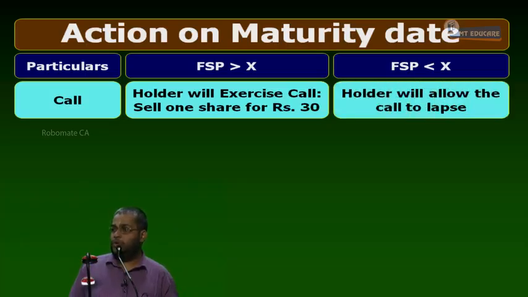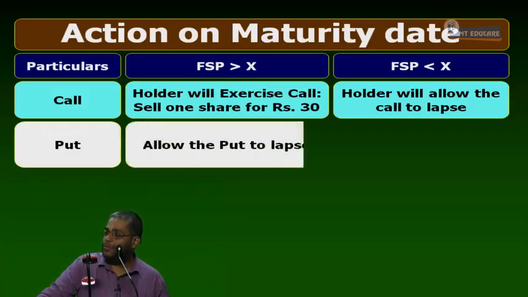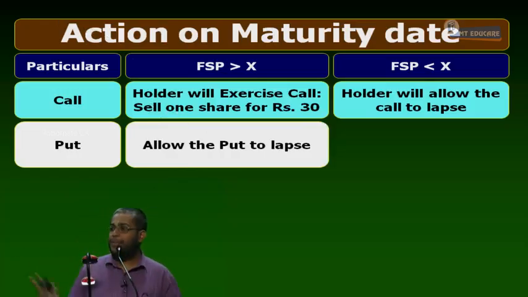Second is what? Holder will allow the call to lapse. Next, put holding. I am not only a writer of a call, I am a holder of a put. Will I exercise or lapse? Lapse. So I allow the put to lapse. I am the only one deciding, so I need not mention any other party. Allow the put to lapse.